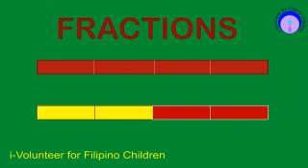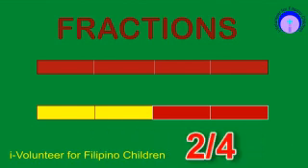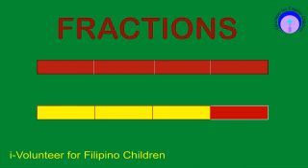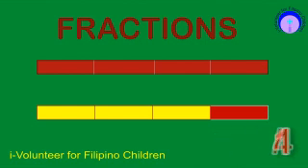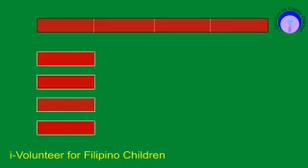The fraction of the yellow part is 2/4, while the red part is 2/4. In this example, the yellow part is 3/4, while the red is called 1/4. Remember this, all parts of the fraction must be equal.